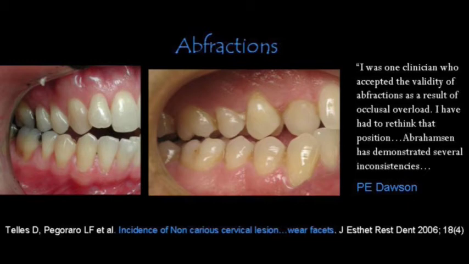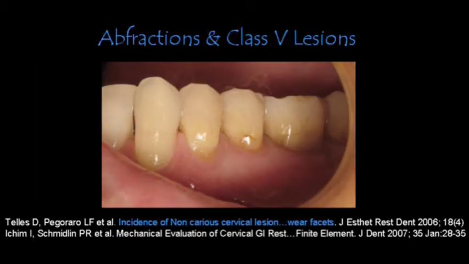Unfortunately, some clinicians, including Dr. Peter Dawson, have denied the existence of abfractions. Nevertheless, research shows that abfractions can be reproduced in the laboratory, and without a doubt there is a need to have some acidic environment, which the mouth usually has. And when there are traumatic lateral interferences, that can form those abfractions. So it is one of the signs of occlusal disease.